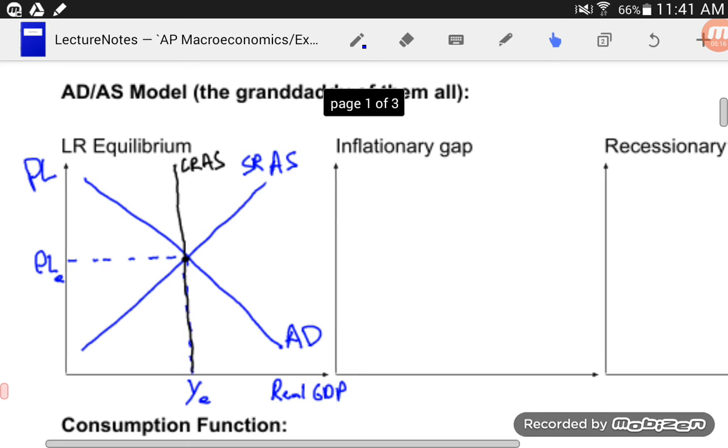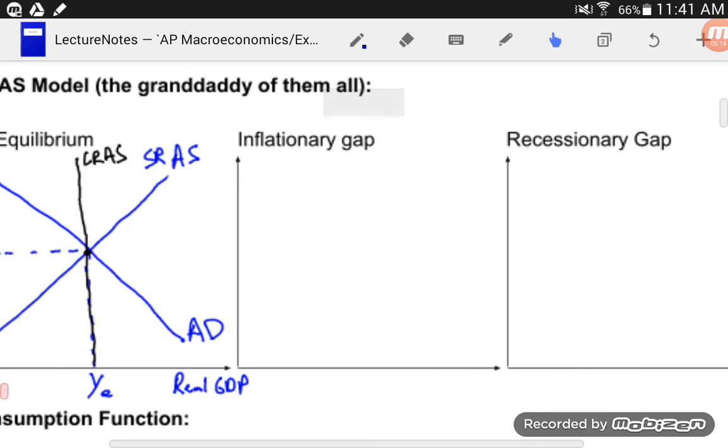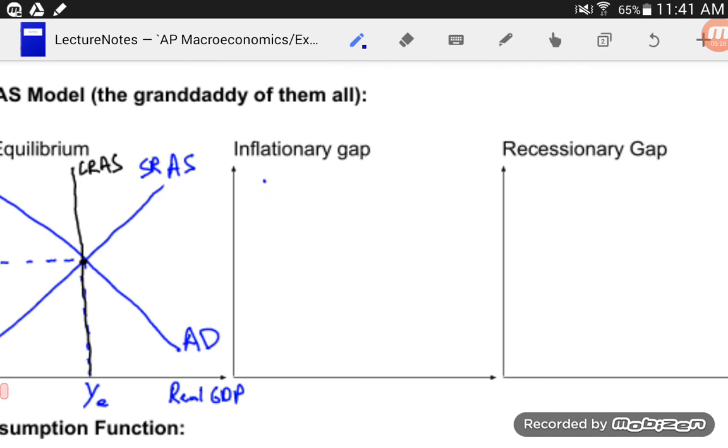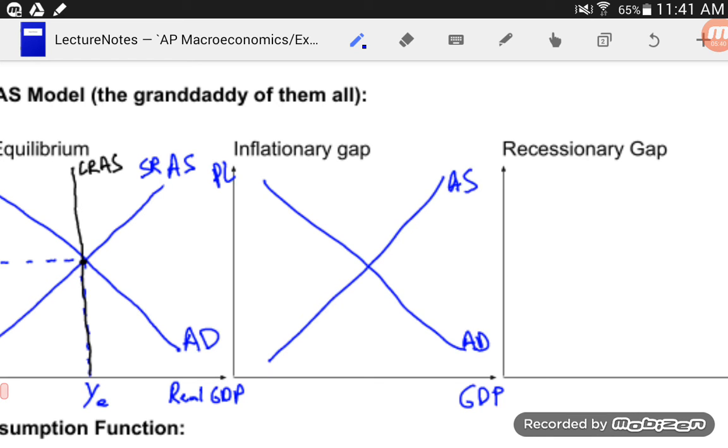So these next two graphs just show the inflationary gap and the recessionary gap. Just like the equilibrium graph, we're going to have our price level, our GDP, our aggregate demand, and our aggregate supply. I should really label that. Let me back that up and label that as short run aggregate supply. And we're going to have our equilibrium price level and our equilibrium quantity.